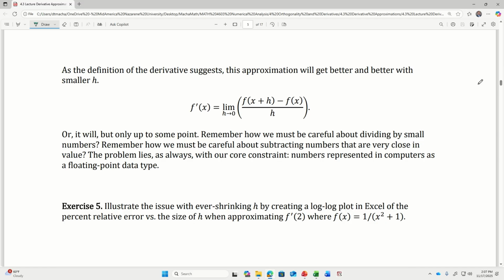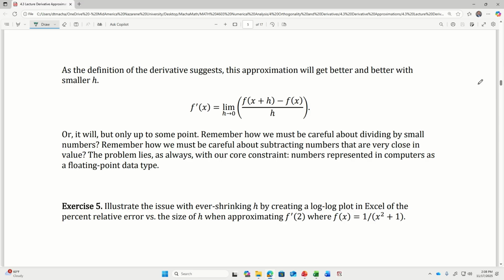Because if you remember the very first day of this class, we talked about floating point data types, right? Like how do we actually represent numbers on a computer? There's going to be round off error. And so if we are going to divide by a small number, like if h is a really small number, dividing by a small number is going to amplify whatever error happens here when I subtract. And if h is, again, a small number, then this f of x plus h is going to be really close in value to this f of x.